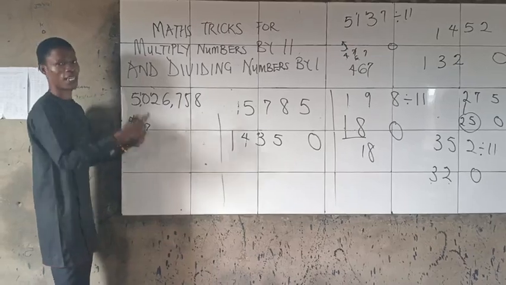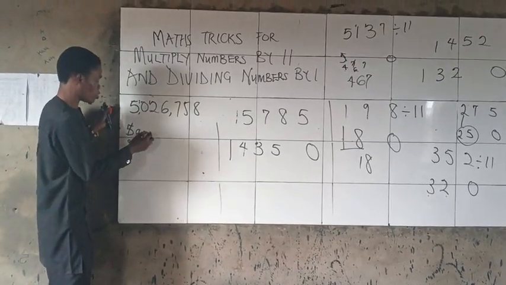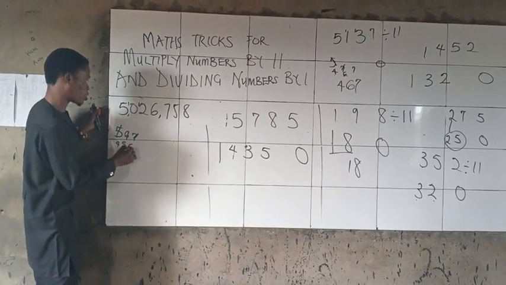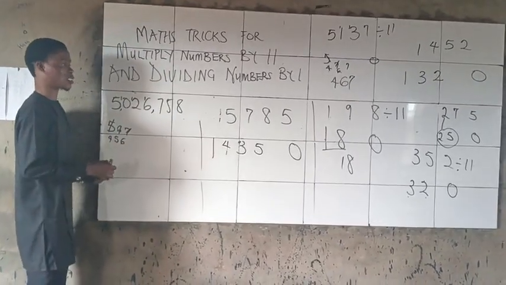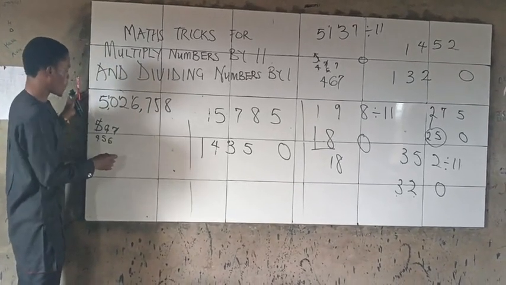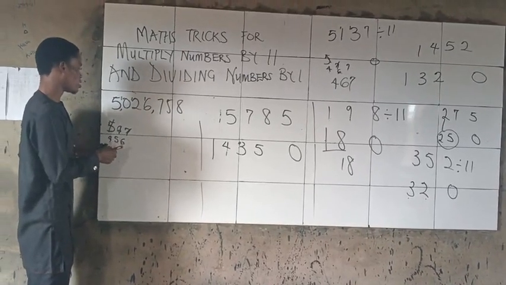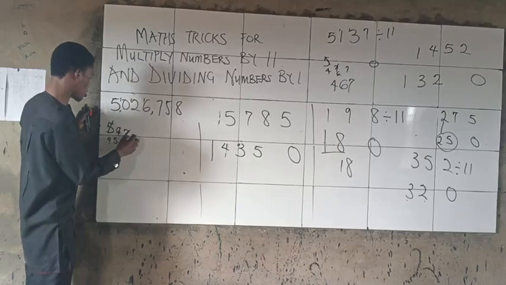6 minus 7, again not possible. So what you do is that you borrow 1 from here, this one becomes 6. Drop the 1 here, that's 16. Now, 16 minus 6, that's a 10.